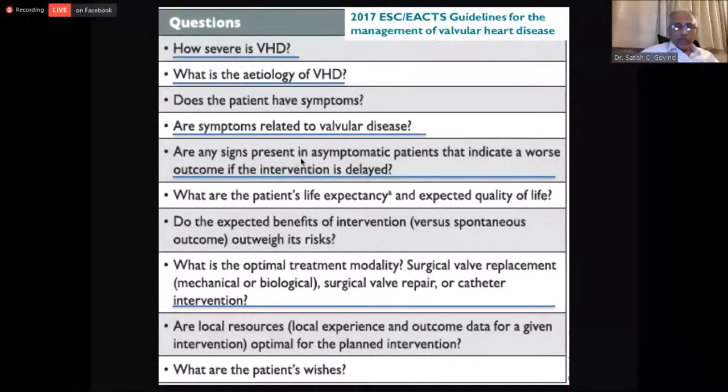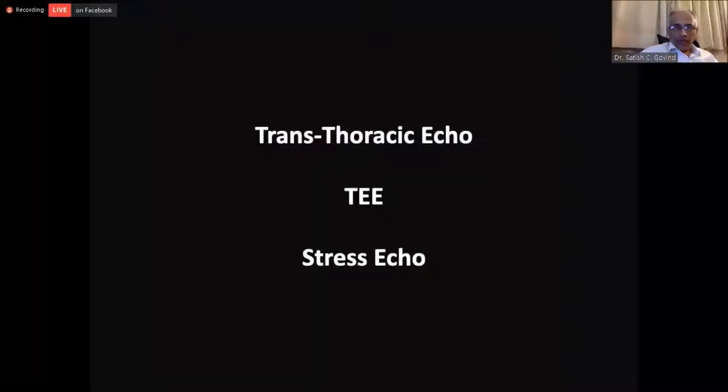And also we can look at how we can associate in terms of prognosis, in terms of intervention, especially in asymptomatic patients. And also looking to see what type of surgery, what type of intervention can be planned. So this is how the echo can be helpful in terms of mitral valve.